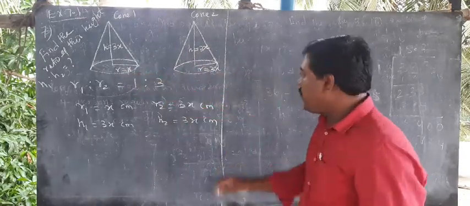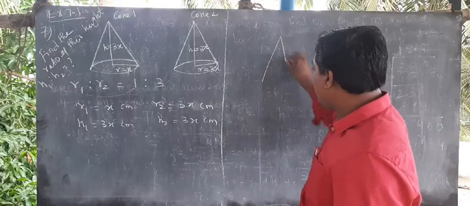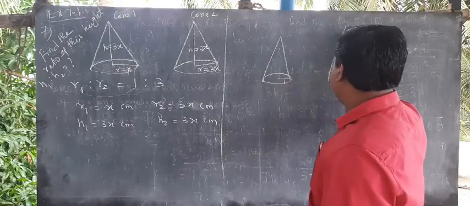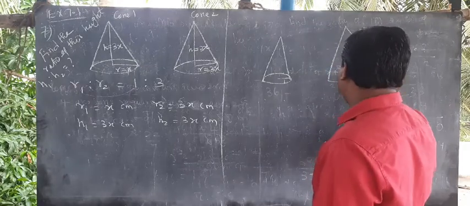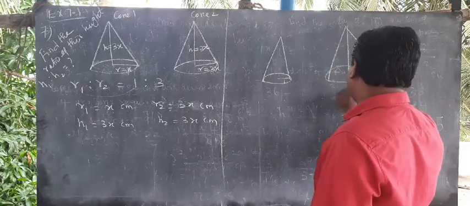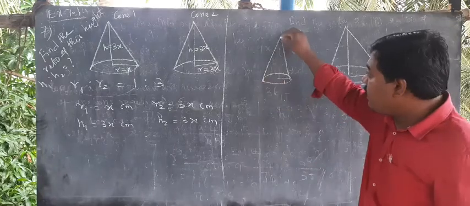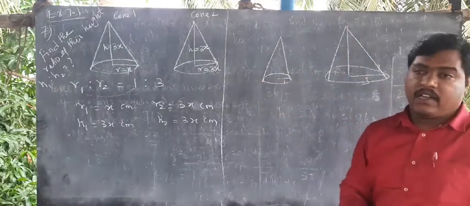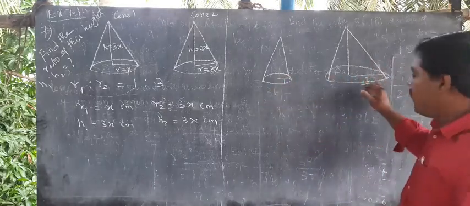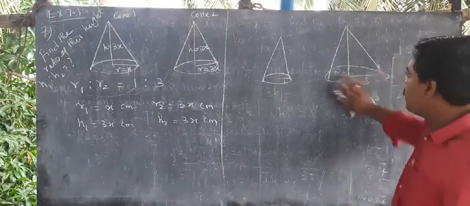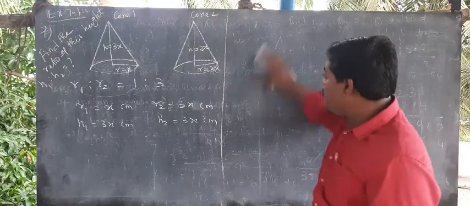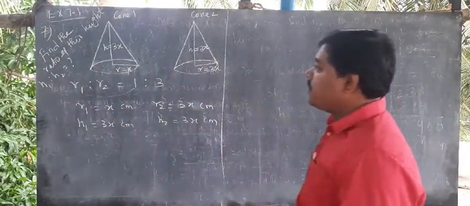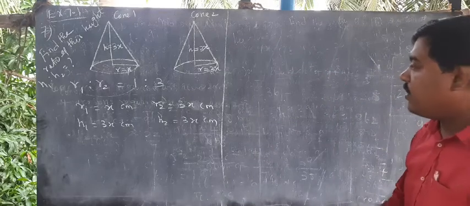For example, the first cone has radius like this, and the second cone has radius 3 times that, but the height will be the same. The surface area will differ. So what we need to find is the ratio of the curved surface areas. Right, so listen.